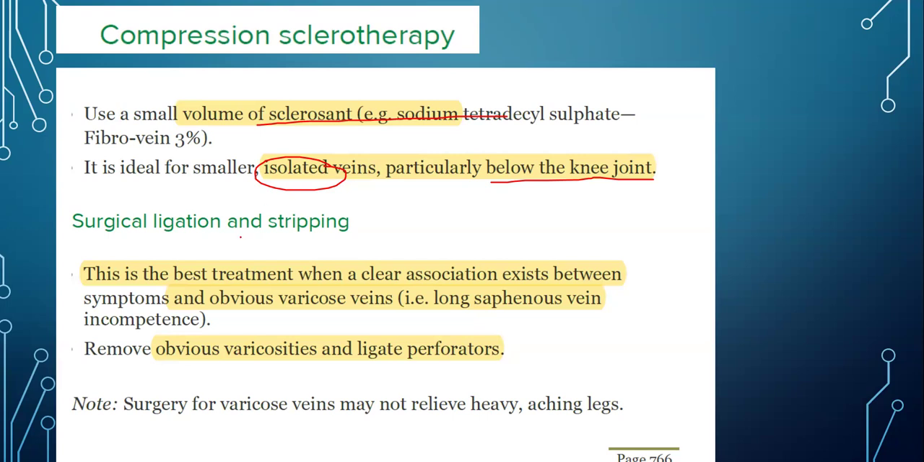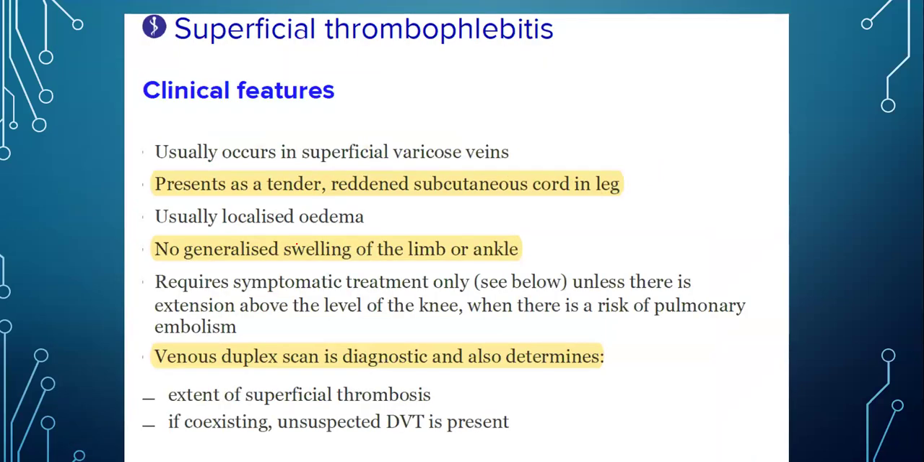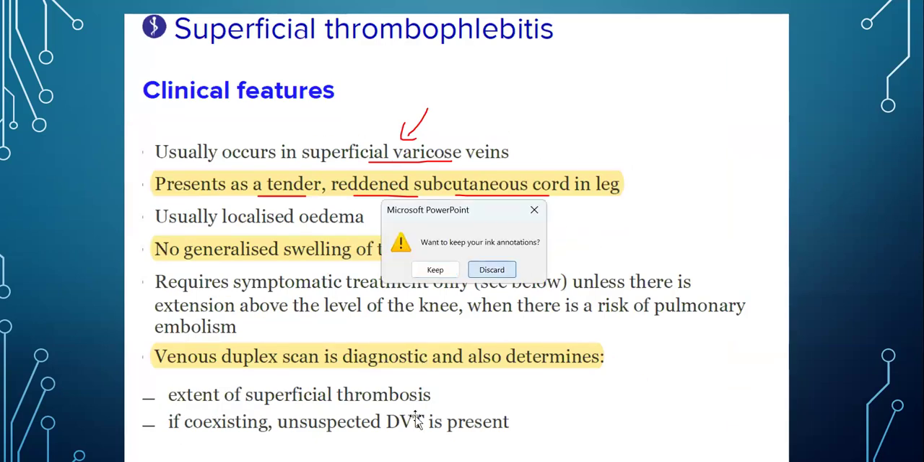But the best treatment, especially for above-knee varicose vein, is always surgical ligation and stripping. Okay, so just remember the name of this treatment because sometimes it can come up. Next, superficial thrombophlebitis. What if the superficial vein gets inflamed? If the superficial vein gets inflamed, especially a superficial varicose vein, it can present as a tender red subcutaneous cord in the leg. So it will look something like this.